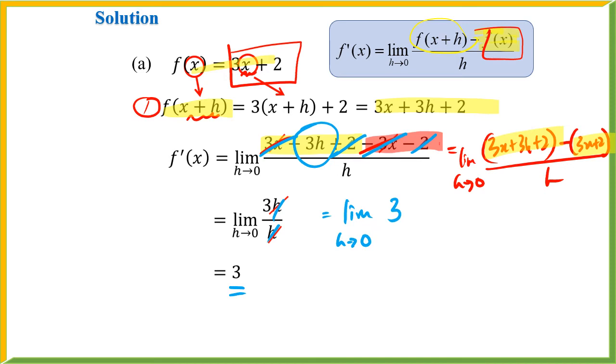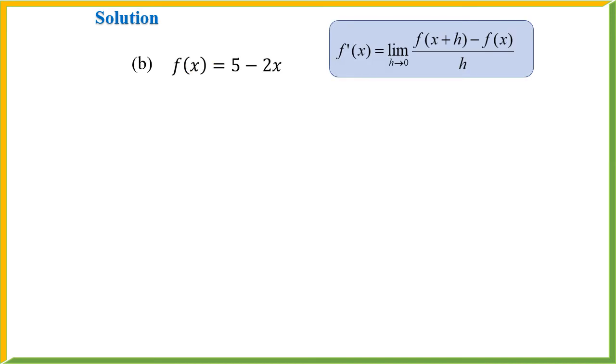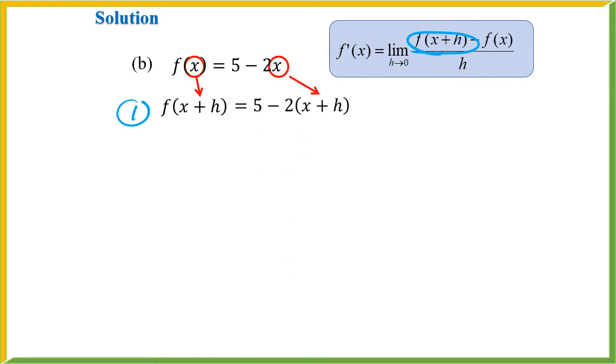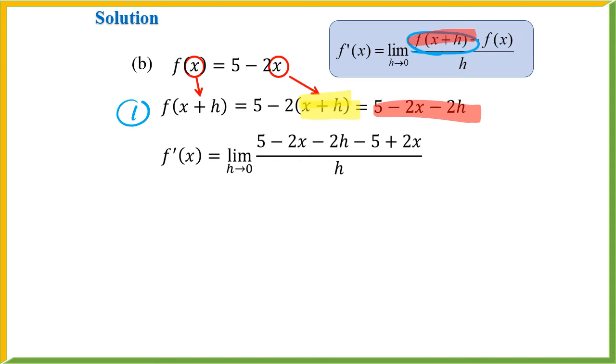Okay? So next, example B. f of x equal to 5 minus 2x. So the first step, always the first step we need to do, is find f of x plus h. So f of x plus h is equal to 5 minus 2 times x plus h. We replace the x with x plus h, and then simplify it, we get 5 minus 2x minus 2h. And then substitute what we have here into the formula. So what we have is the limit of 5 minus 2x minus 2h minus 5 minus 2x.